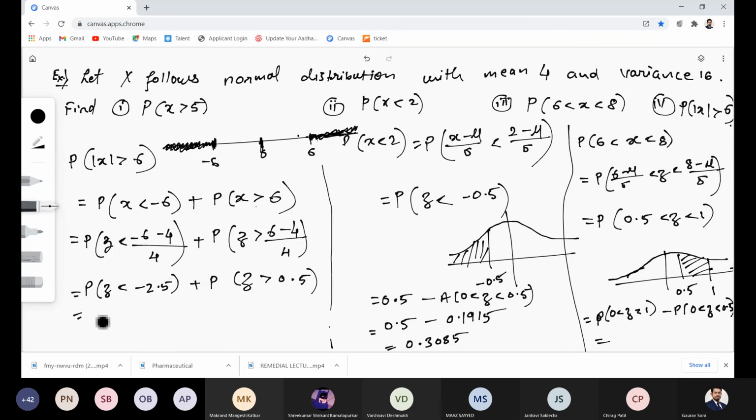Let's draw the diagram for this. Minus 2.5 is somewhere here. Less than this means this area. And for this, 0.5 will be somewhere here. Greater than this means this area. So this is equal to the area 0.5 minus the area from 0 less than z is less than 2.5, plus 0.5 minus the area from 0 less than z is less than 0.5. I hope you can do it now.